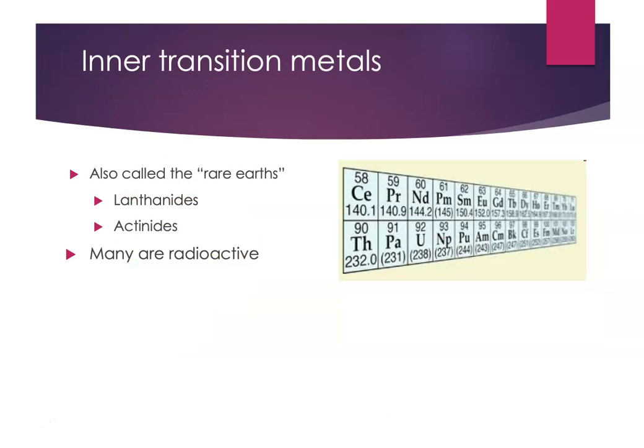I also will briefly mention the inner transition metals, which are also sometimes called the rare earths, and these are the lanthanides and actinides that are down at the bottom of the table. We're not going to go into much detail with the inner transition metals. They're very similar in a lot of their chemical properties, which made it hard for them to be identified from each other. Many of them are radioactive. They're not necessarily all that rare, and they do have a lot of industrial uses, but we're going to focus on the rest of the periodic table.